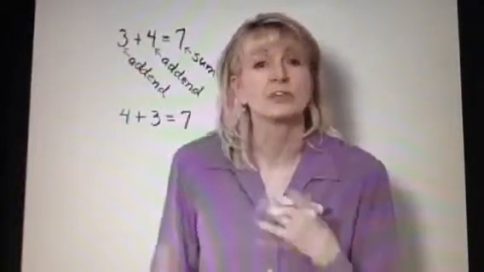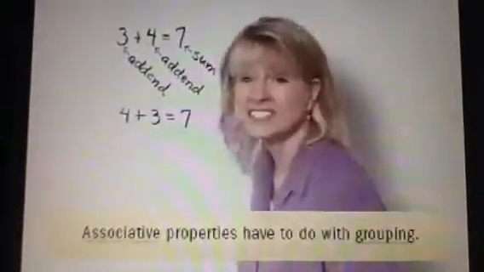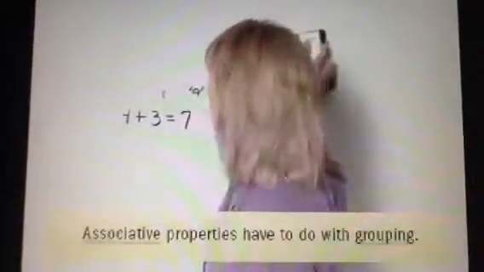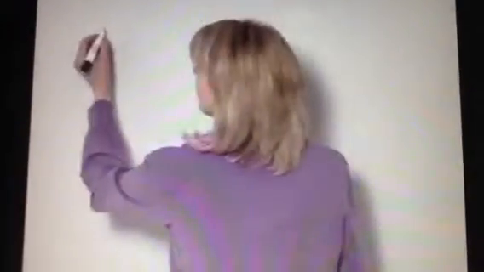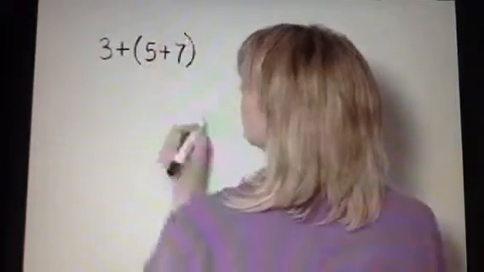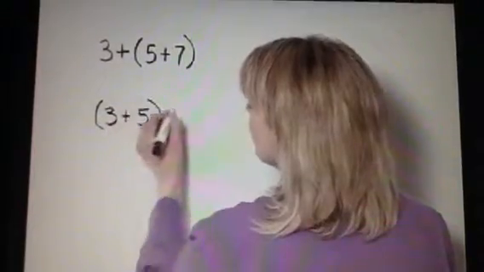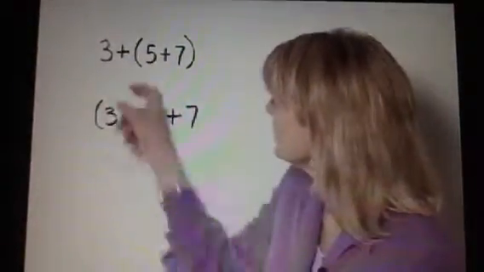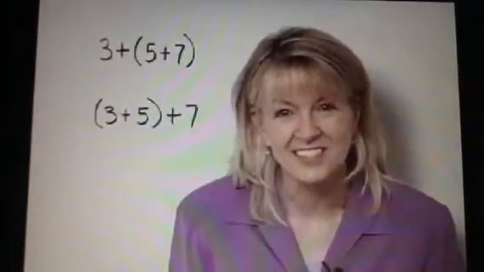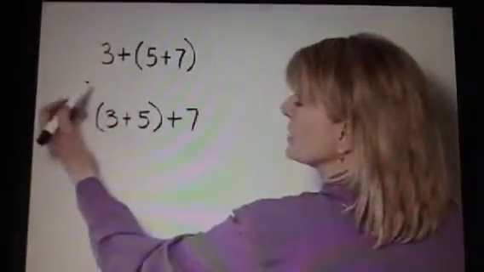There is a property that has to do with grouping, and we call that the associative property of addition. Let's look at an example. For example, let's say 3 plus in parentheses 5 plus 7, and let's compare that with 3 plus 5 and then plus 7. What is the difference in these two expressions? Just changing the order of operations because I've changed where the parentheses lie. So let's see what each of these evaluates to.